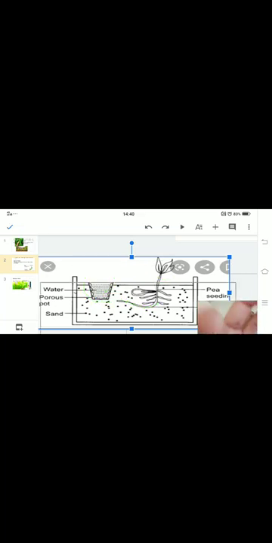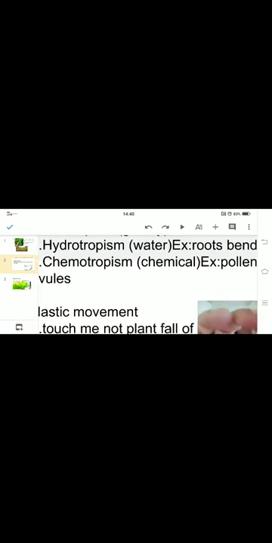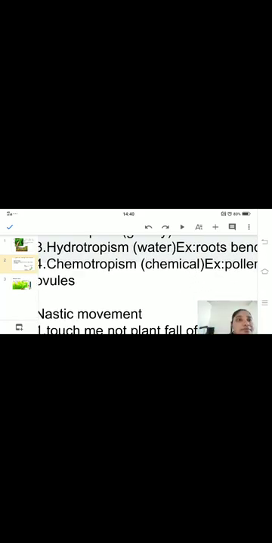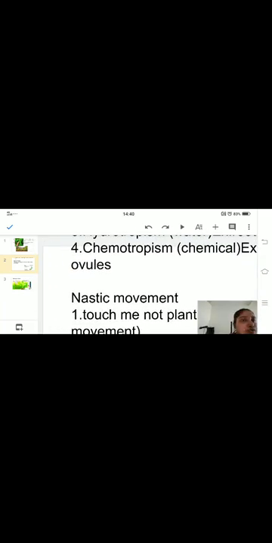Clear? Okay, now let us move to the next one, that is chemotropism. Here you can see pollen tubes move towards the ovules in a period of pollination. This you will be studying in detail in the reproduction chapter.